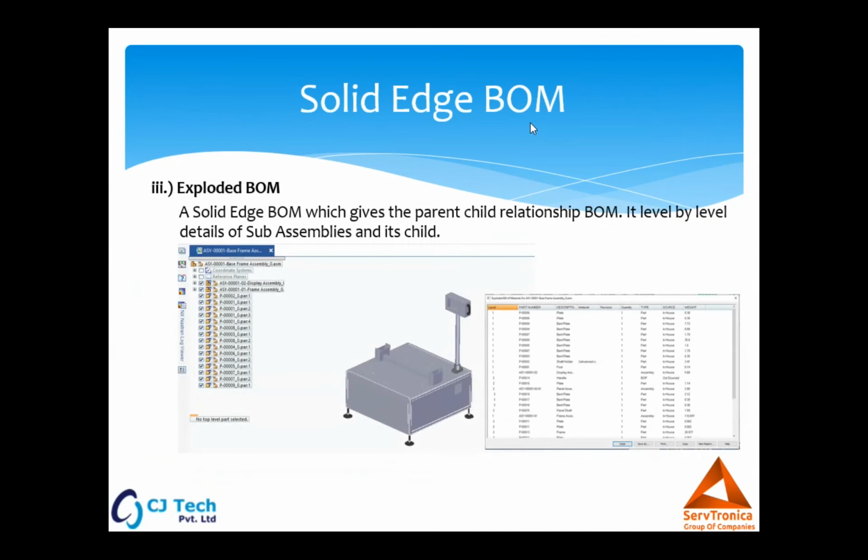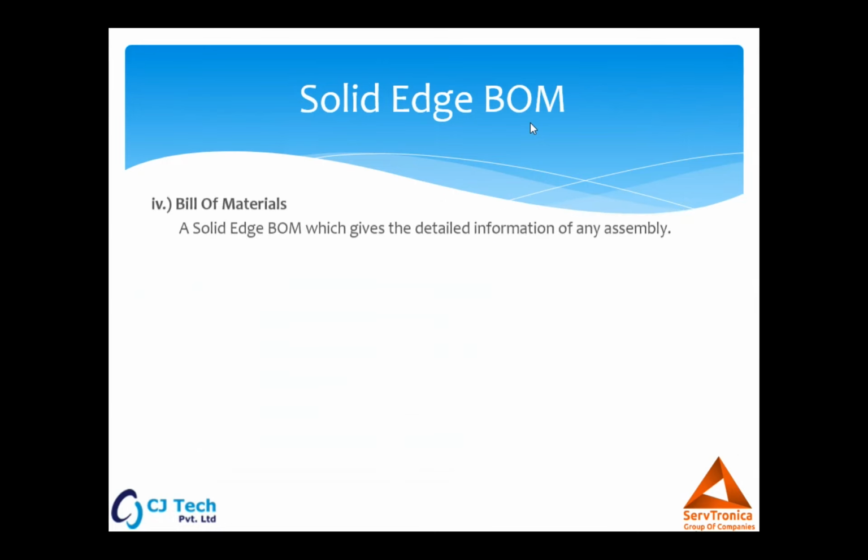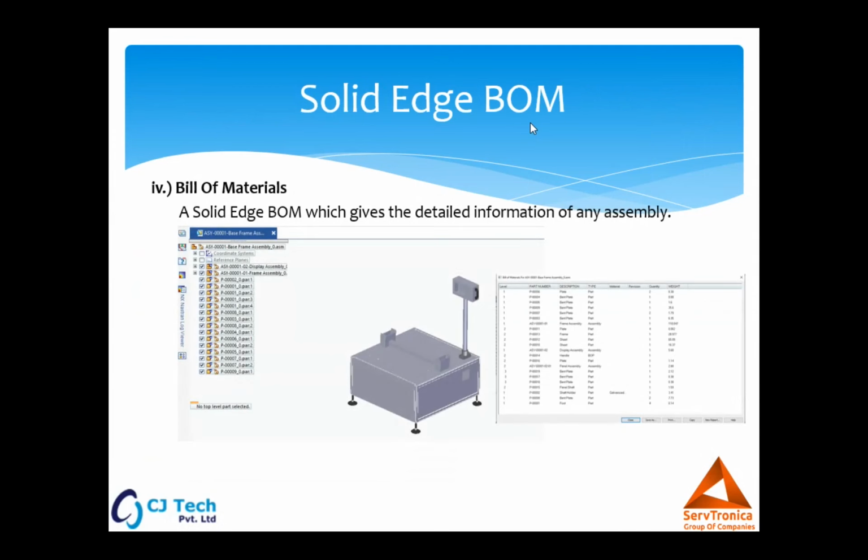Talking about the exploded BOM, it gives me the complete parent-child relationship BOM. So it gives you a hierarchical BOM, wherein I have the sub-assemblies, their respective children, and what level they are. All this information I get out of my exploded BOM. And the bill of material is basically the detailed BOM of a complete machine, right?